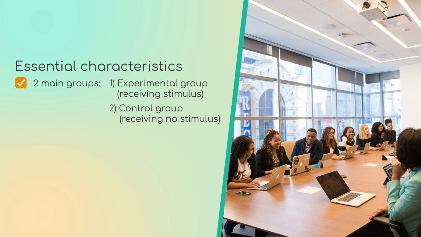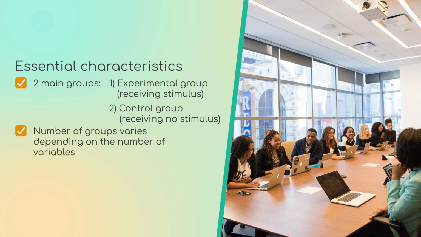However, depending on how many variables are being tested, more than 2 groups may be required. For example, if 2 independent variables are present, 4 experimental groups are necessary. In order to obtain valid, useful results in the end, it is necessary to control confounding influences on variables or their relationship as far as possible.